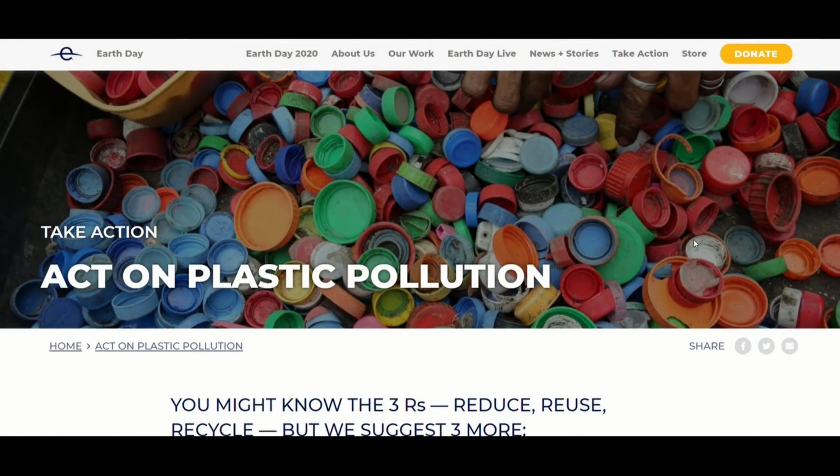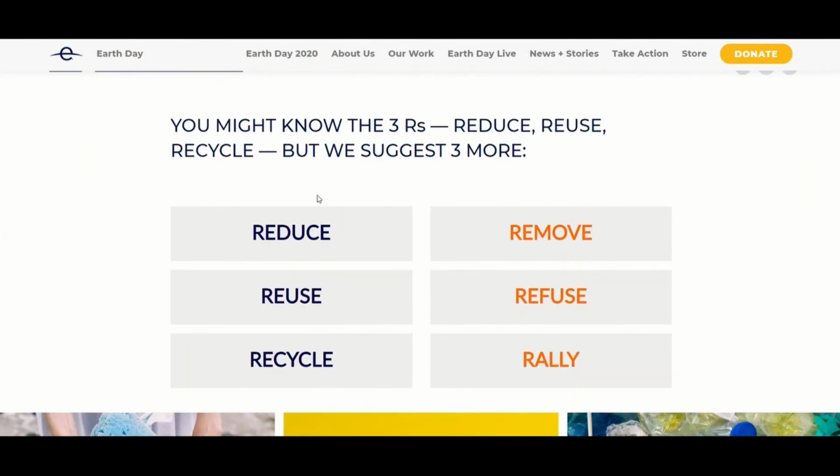So here's this Take Action page, and it gives you some more tips and info about reducing your plastic. Now I love this that they suggest adding 3 R's, because we always talk about recycling, reusing. Reducing kind of gets pushed on the back burner a little bit, but it's still something we need to do. But some more things we don't talk about too much, but we really should, is removing, refusing, and rallying.